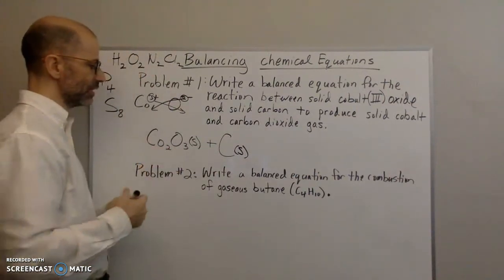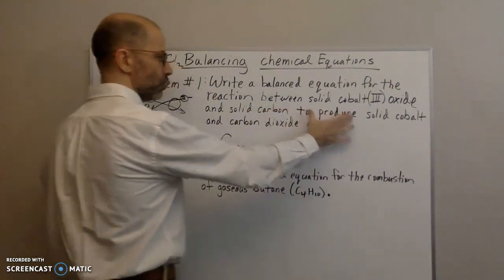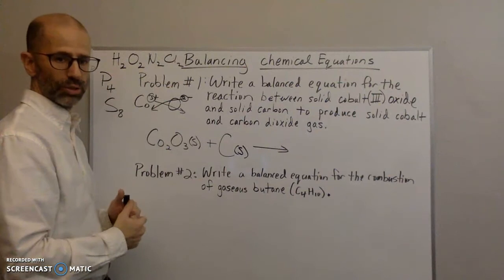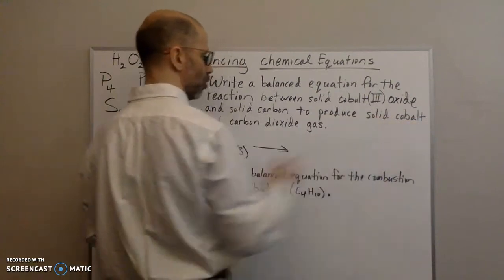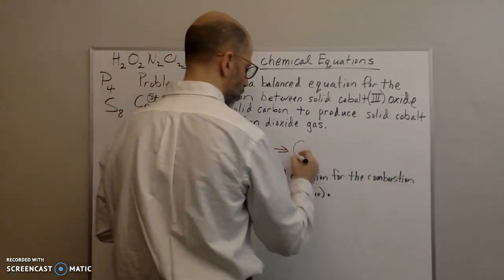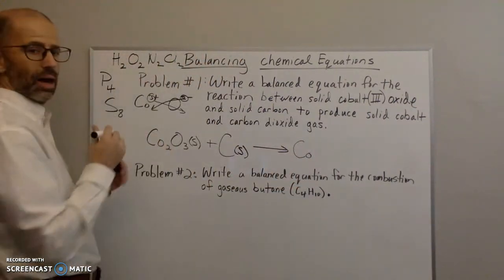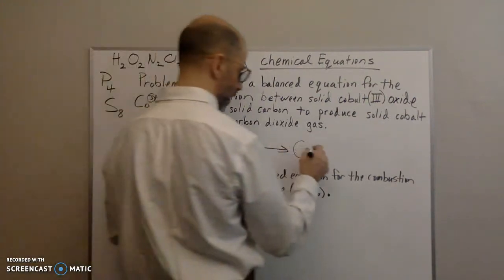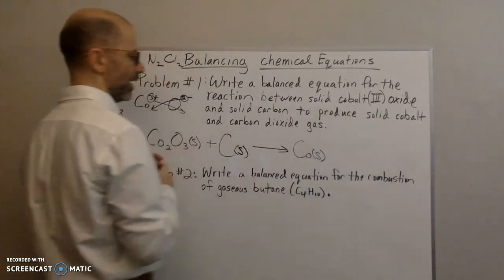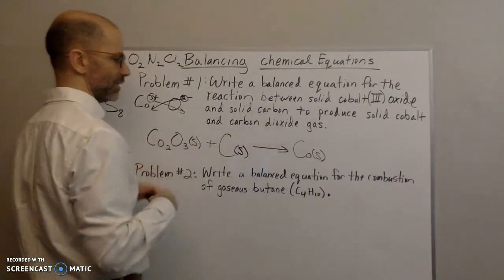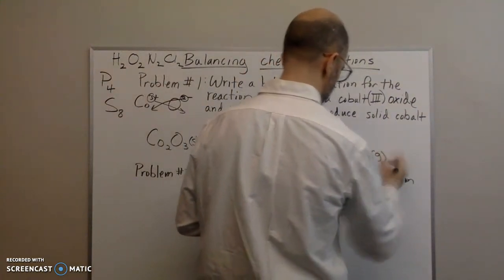Okay, so next is our products. So it says "to produce." That's a dead giveaway that whatever follows is going to be the product or products of the reaction. And then it says to produce solid cobalt. So again, cobalt is one of those elements that is not a molecular element, so it's going to be by itself, solid, because we're told it's solid cobalt, and it produces carbon dioxide gas. So we have CO2 gas.